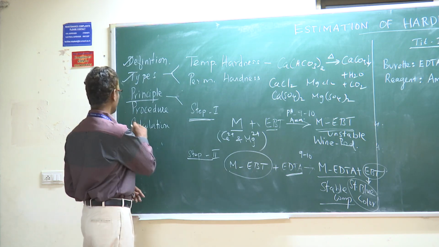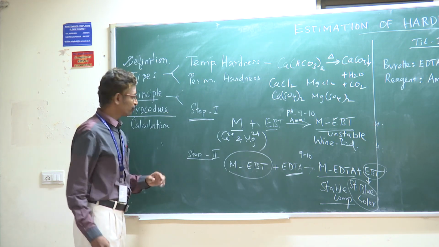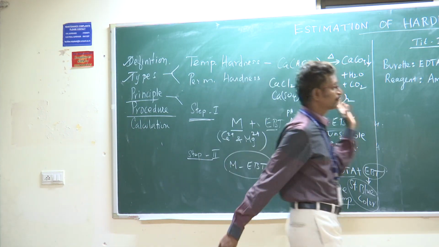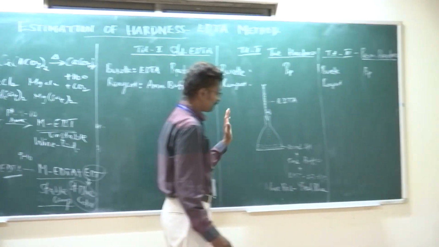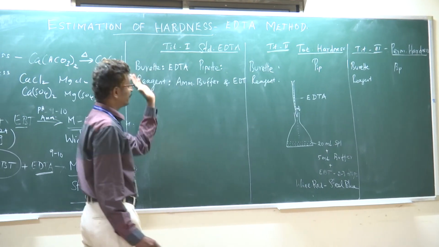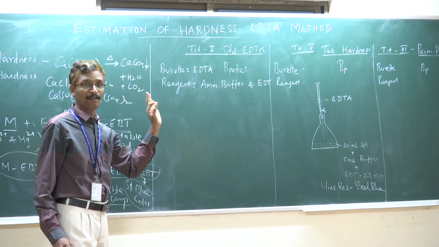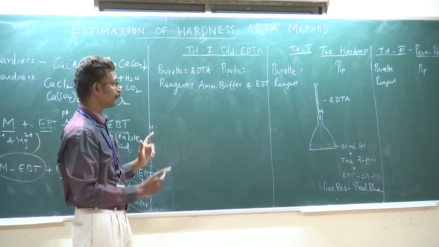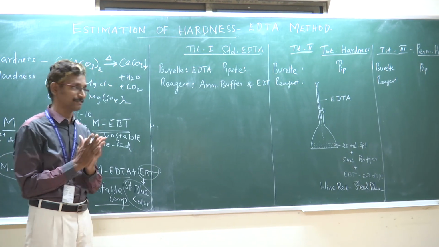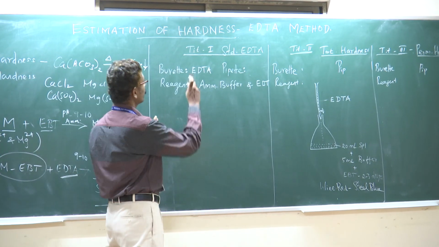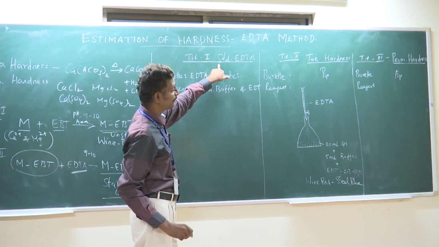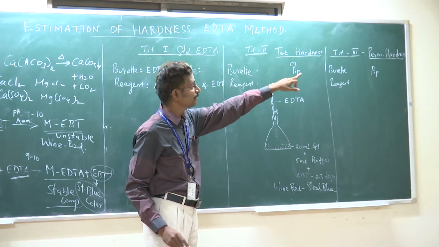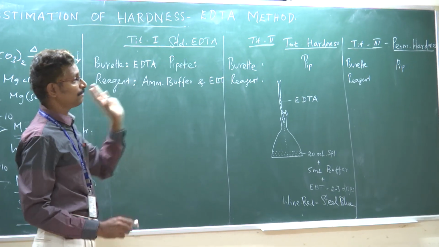Now let us see the procedure. The procedure is very simple. In order to determine the total hardness, temporary hardness and permanent hardness, we have to conduct 3 different sets of titrations. Titration 1, standardization of EDTA; titration 2, estimation of total hardness; titration 3, determination of permanent hardness.